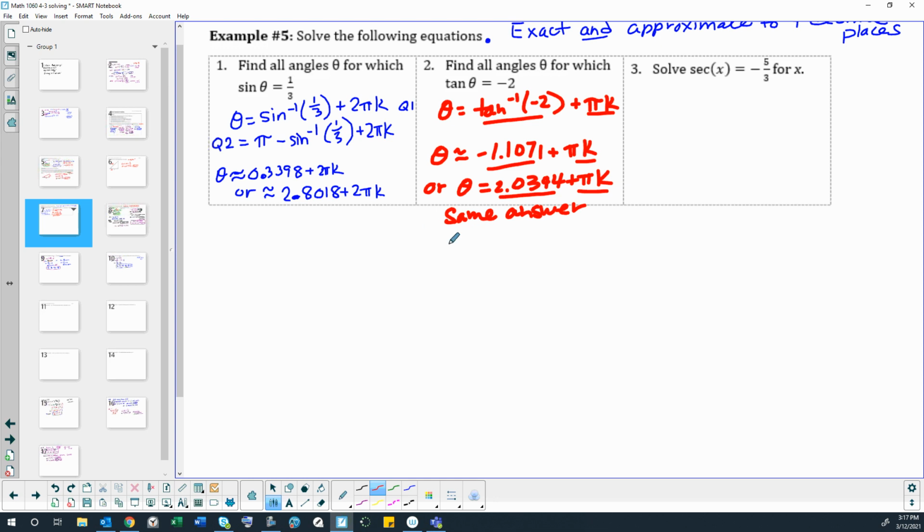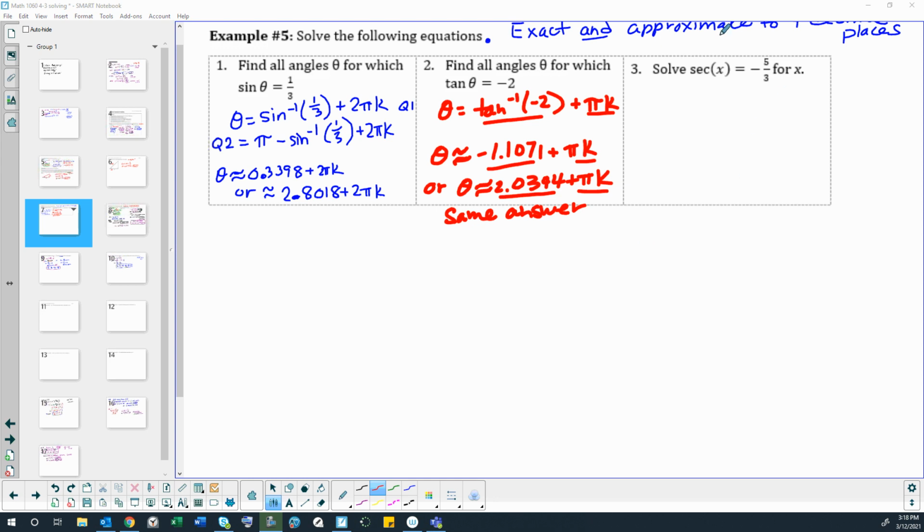So just understanding that there's different ways to write the answers to fit the specifications, and just because your answer doesn't look exactly like the answer key does not mean that you are wrong. You might just have a different version of the answer. Okay, last one, question 3.